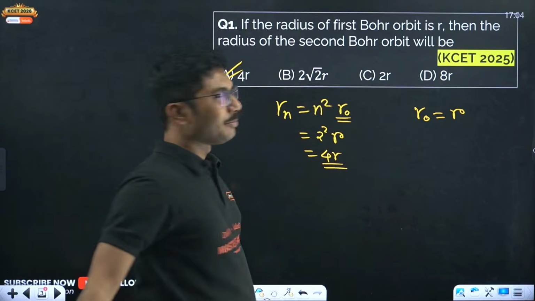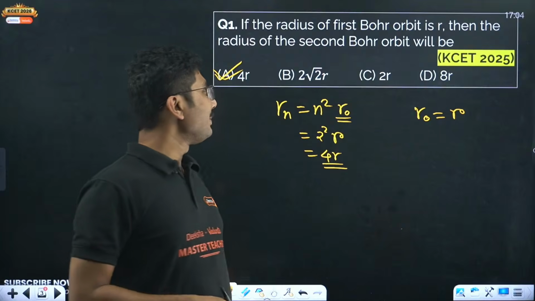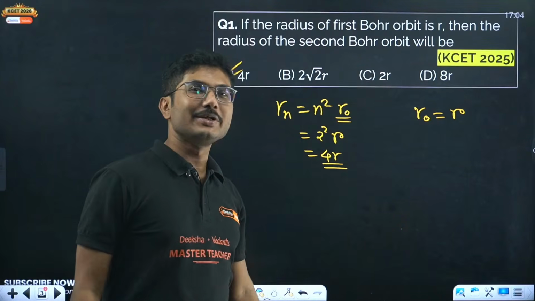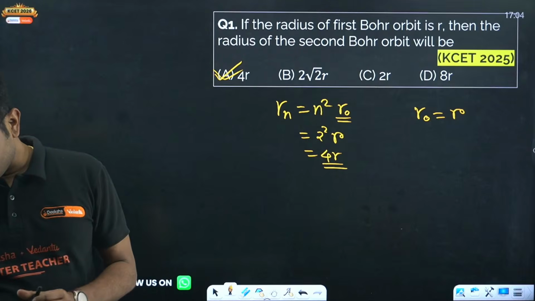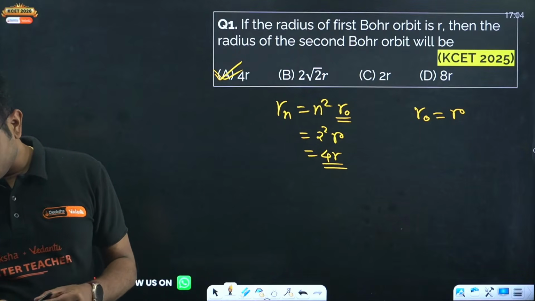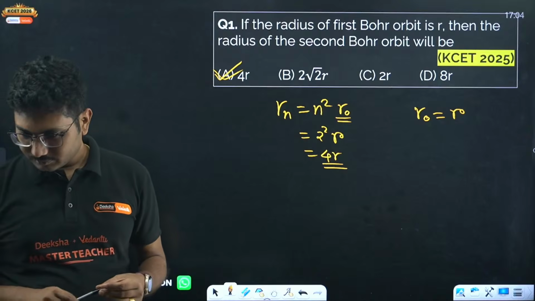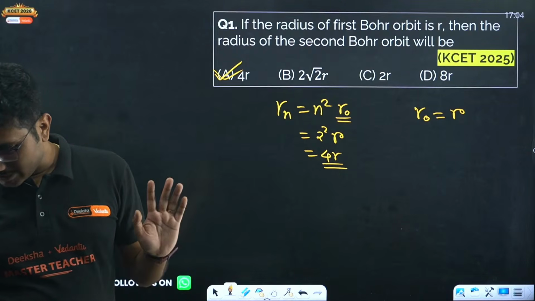How do you think it will be 2 root 2r? Whatever you answer randomly, maybe 4r, maybe 2r, out of these two you can guess, right? Yes, Chandana answered correctly. Pujit also answered correctly. Deepak, Guru Balaji, you all have answered randomly.